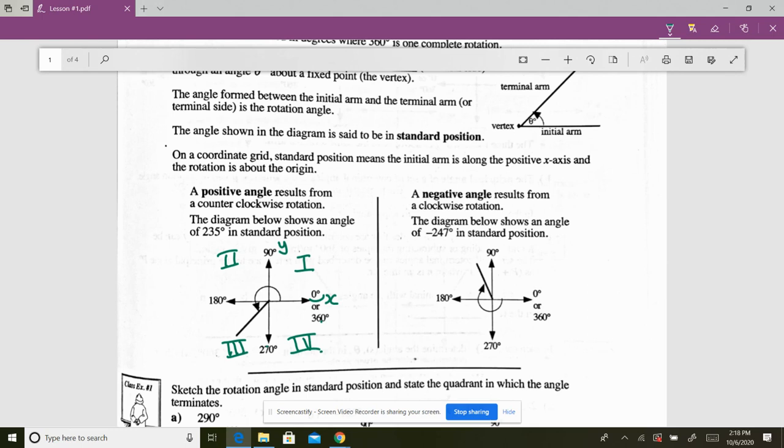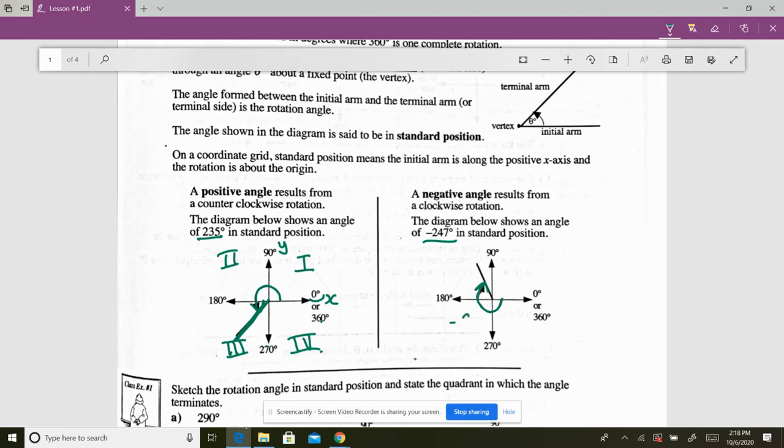If I just say 235 degrees, that means we have rotated in a positive direction, which is always counterclockwise, okay? So 235 is the rotation to there. It's where this line is. If I say a negative angle, that means we are rotating clockwise. So negative 247 would be there.